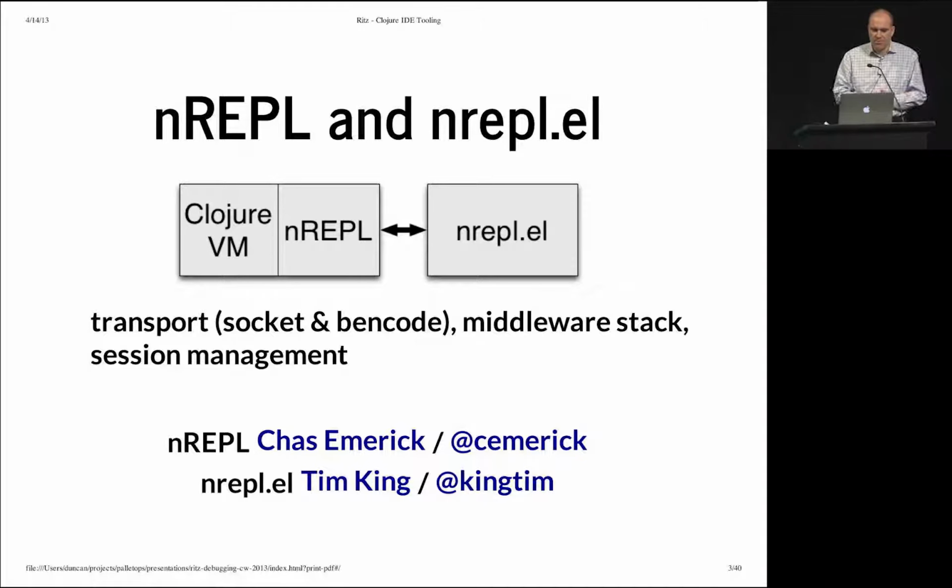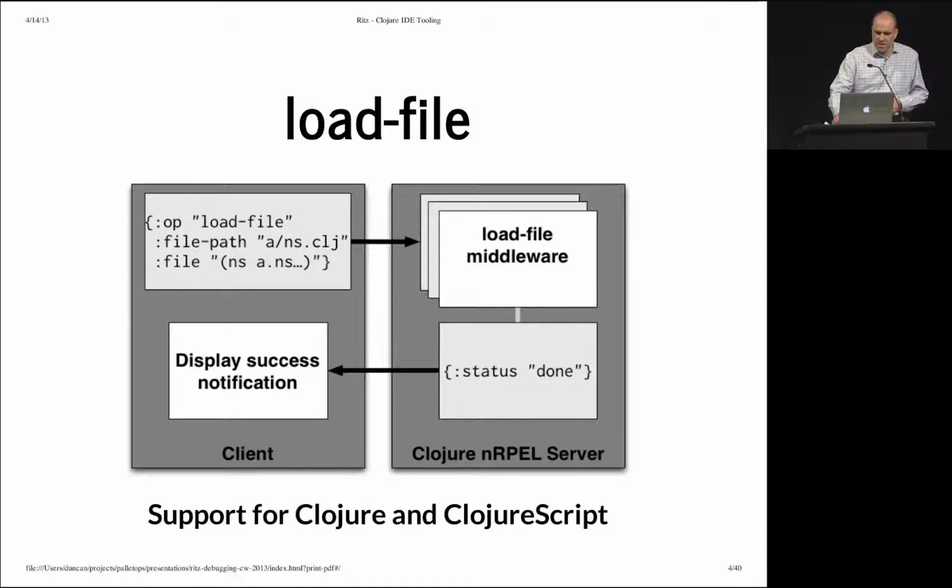So nREPL.el then is a client for nREPL, a separate project. Don't go hassling Chas with stuff that doesn't work in nREPL.el. nREPL.el is a project led by Tim King. It's an Emacs client, and it's essentially a replacement for Slime, but written from the ground up specifically for Clojure. As I said, it has this middleware concept, and it communicates via messages.